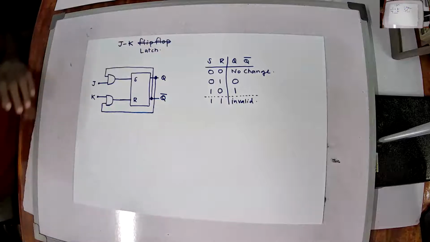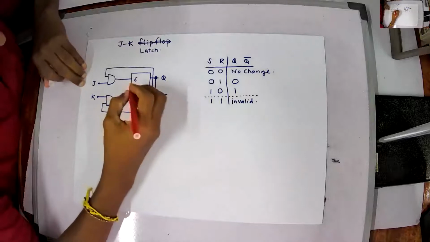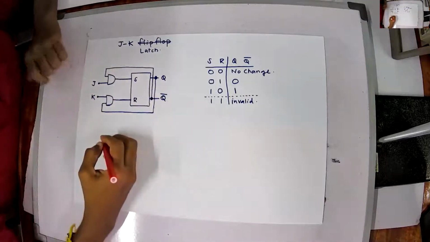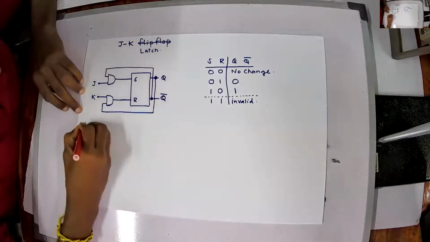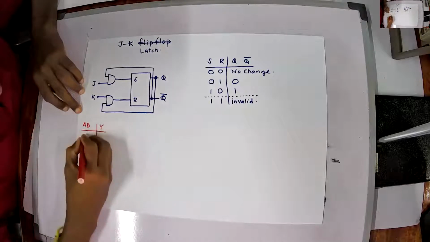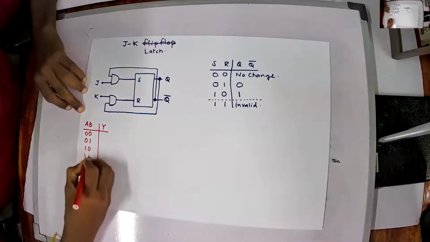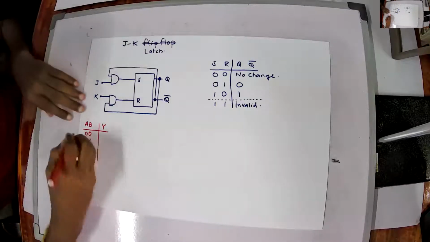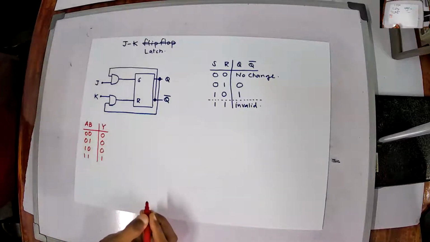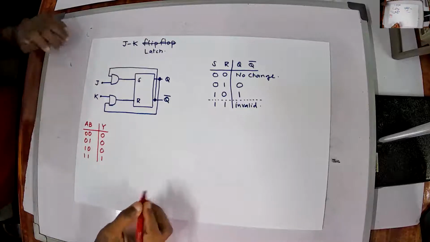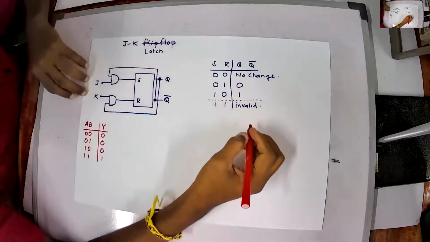Now let's see how this works. Since it is an SR latch and these are AND gates, if I draw the truth table of an AND gate with A, B and Y, the rows are 0 0 0, 0 1 0, 1 0 0, 1 1 1. So Y is A dot B. Don't worry about these details, and let's start from that 1 1 case.